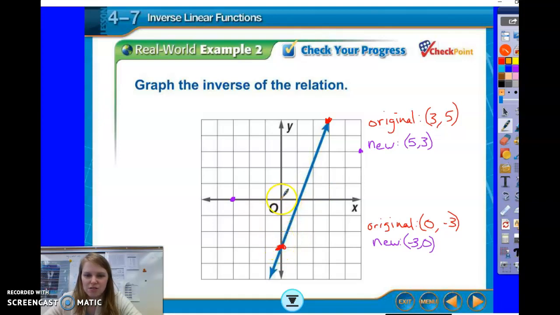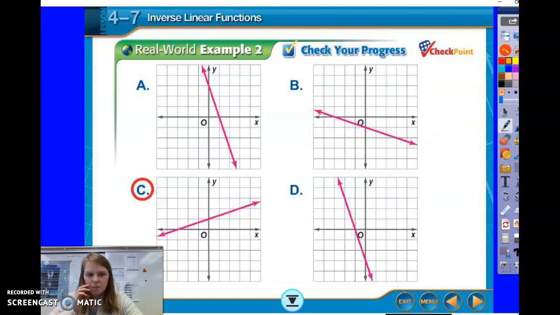So this looks like 0, comma -3. So the new point is -3, comma 0. Okay. So I chose C for my answer. Let me know if you have questions.